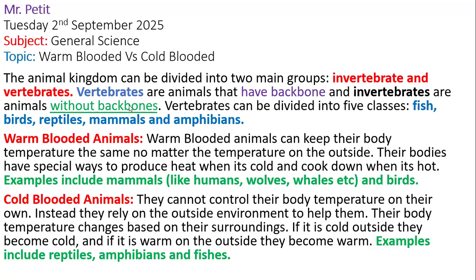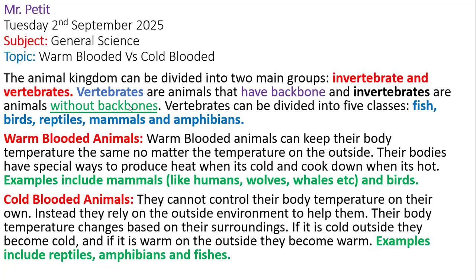All right, so that's going to be the difference between them. The difference between warm-blooded versus cold-blooded animals is that warm-blooded animals do not rely on the outside environment to control their body temperature. They produce heat on their own, right? Cold-blooded animals, on the other hand, rely on the outside environment.